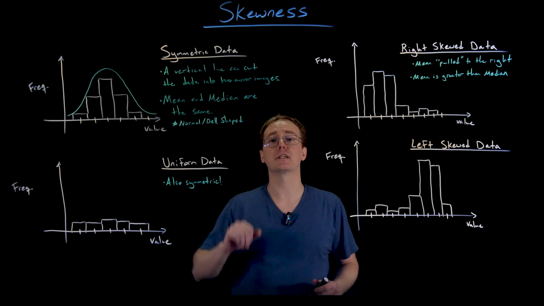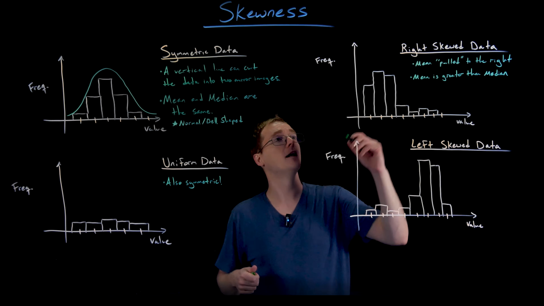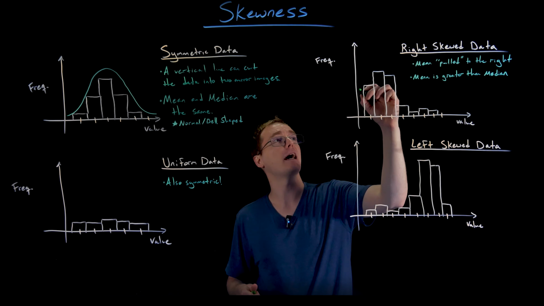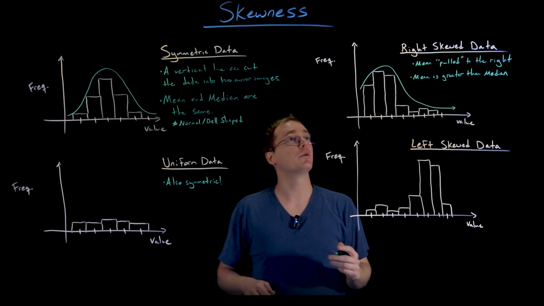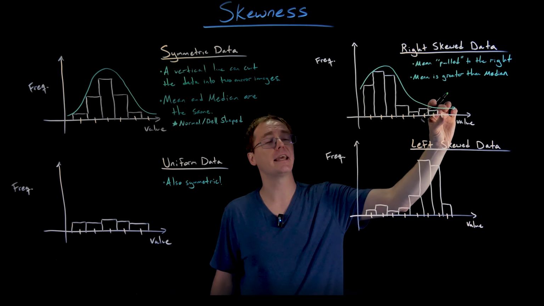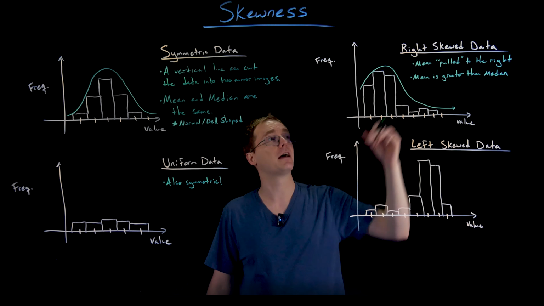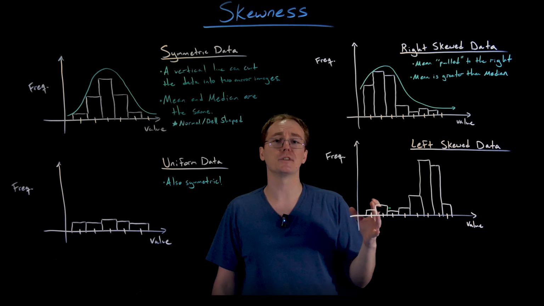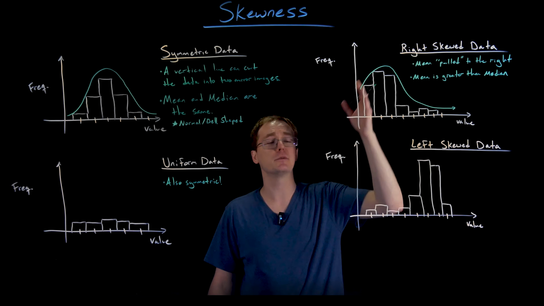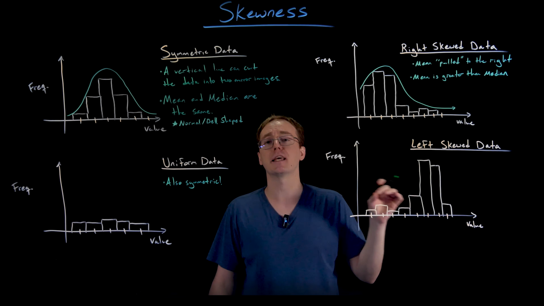Another thing that we can do is draw a continuous curve over our histogram like we did for the symmetric data, or that normal curve over here. And when we do something like that for right-skewed data, it might look something like this. And what we see is that we have a nice thin tail off to the right side of that curve. And that's another way to identify that right-skewed data. Does the visualization of our data in something like a frequency histogram have a nice little tail on the right side?